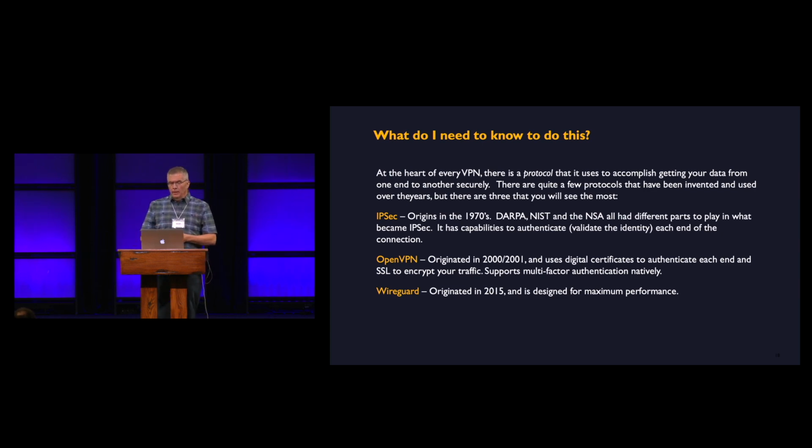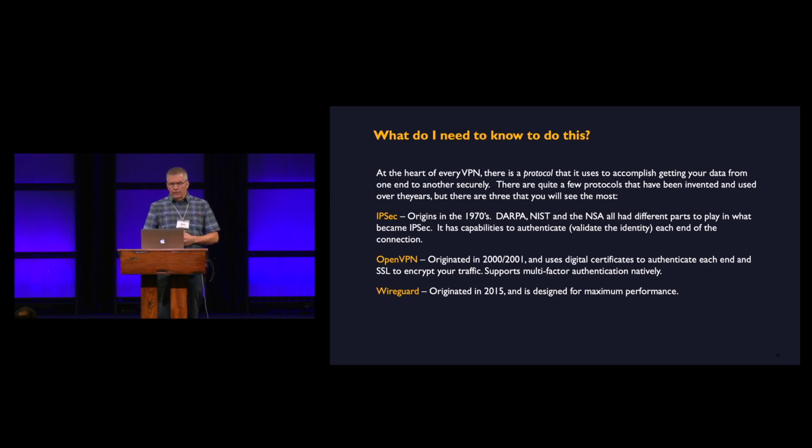There's OpenVPN, which originated in the early 2000s. It uses digital certificates to authenticate each end. Again, I'm going to come back to that point. That's very important. It supports multi-factor authentication natively. In English, multi-factor authentication is when there's something you know, something you have, something you are. So I know the password, I have a certificate, or I have an app on my phone that has the code that's changing. There's more than one factor that you need to connect. That's what multi-factor means.